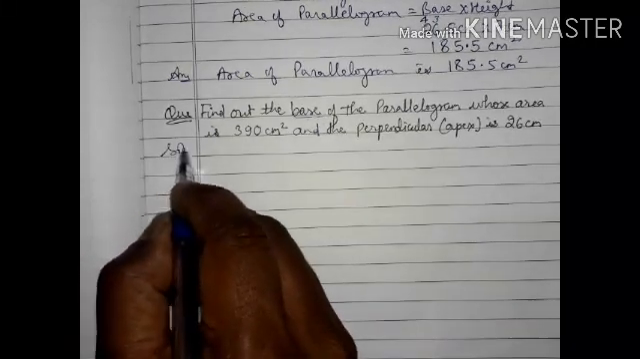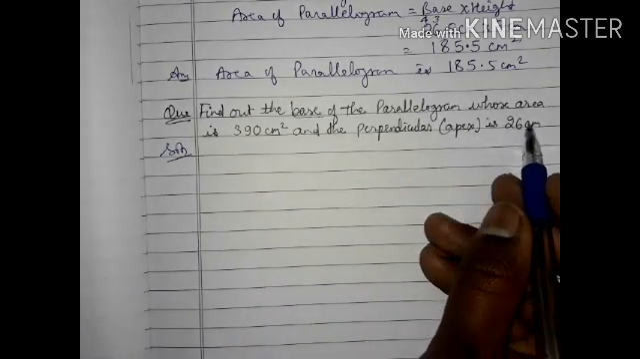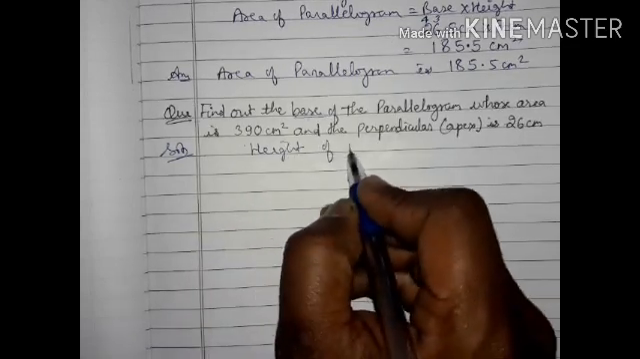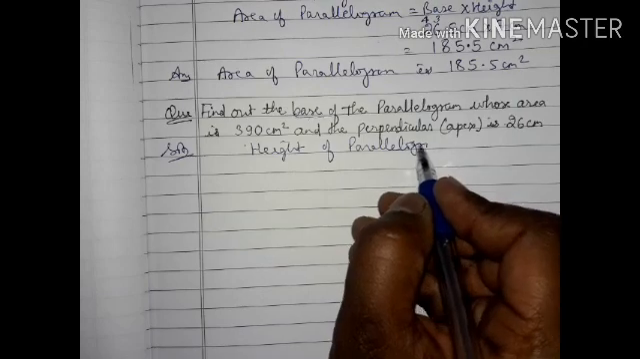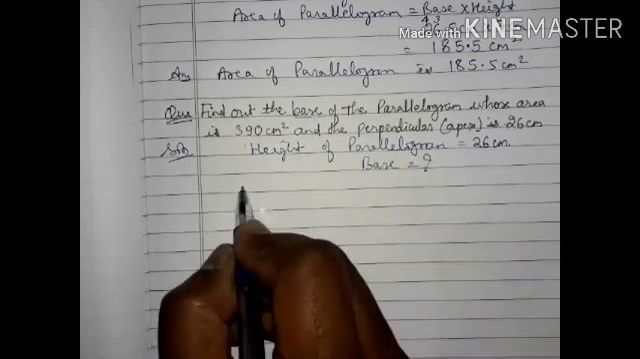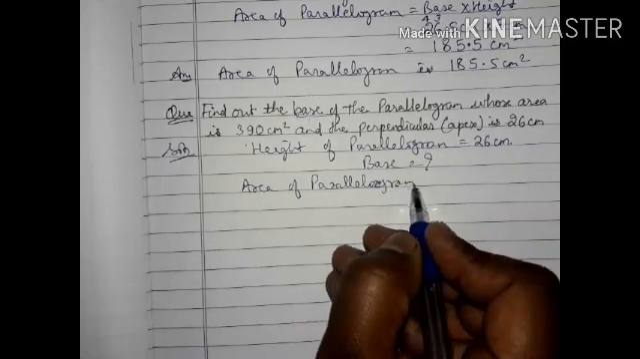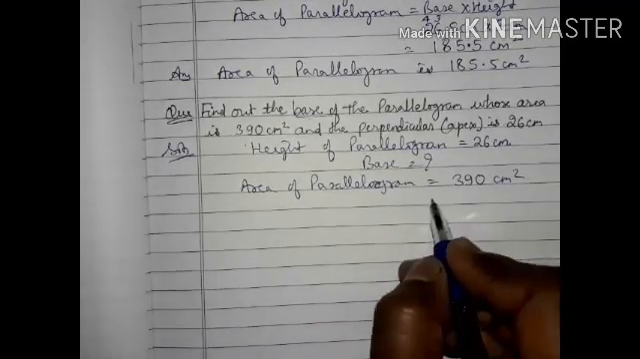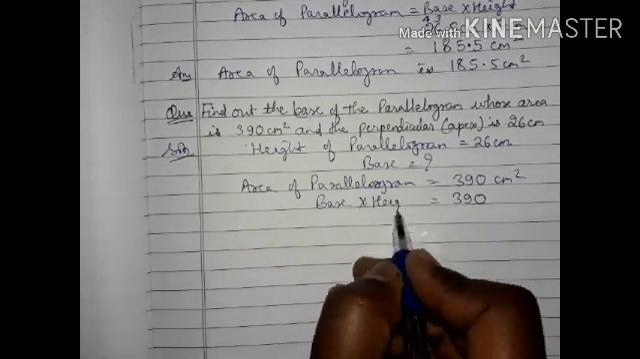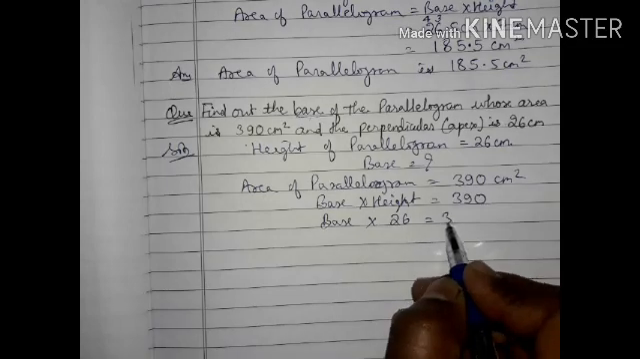Now the next question is find out the base of a parallelogram. Here we have to find the base whose area is 390 centimeter square and the perpendicular height is 26 centimeter. So here height of parallelogram is given as 26 centimeter and base we have to find. And what is given? Area of parallelogram is given: 390 centimeter square. So write here 390, and area of parallelogram is base into height. The base we have to find and height value is 26, equal to 390.